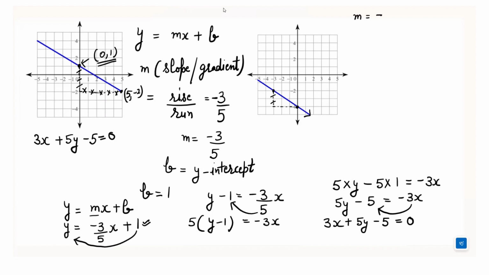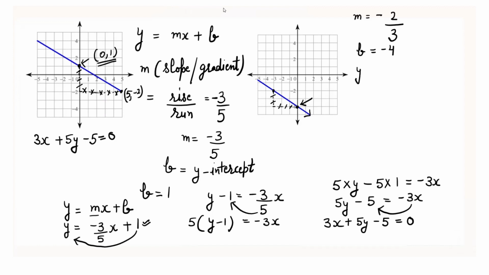So rise is 2 and run is 1, 2 and 3. So the value of m is equal to negative 2 over 3. Now what's the value for b? B is equal to, here you can see, it is passing through the value of y, which is equal to negative 4. So the value of b is negative 4.